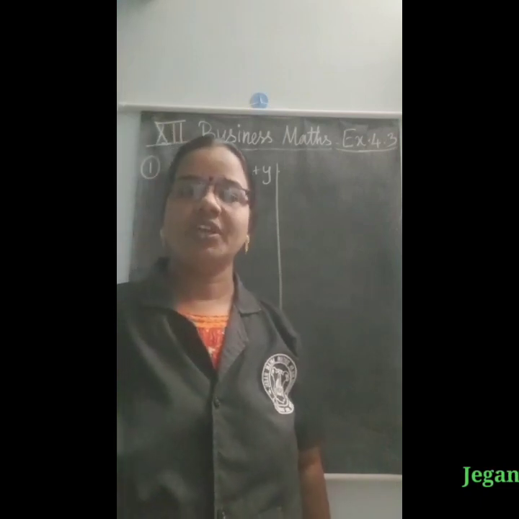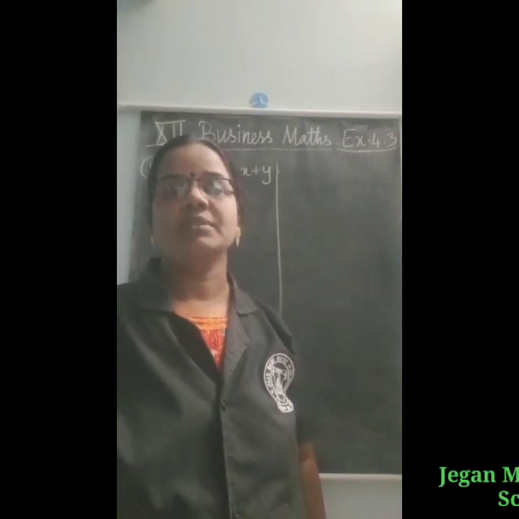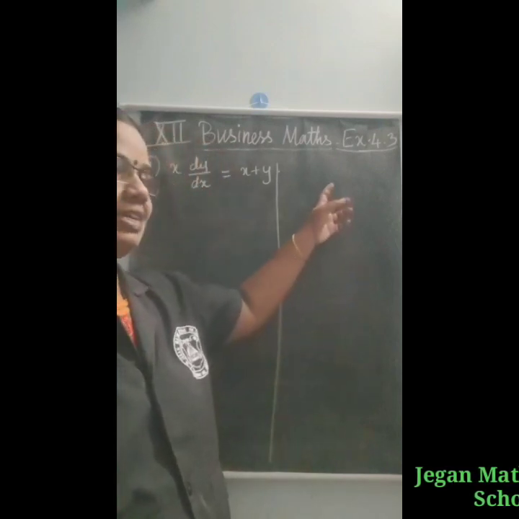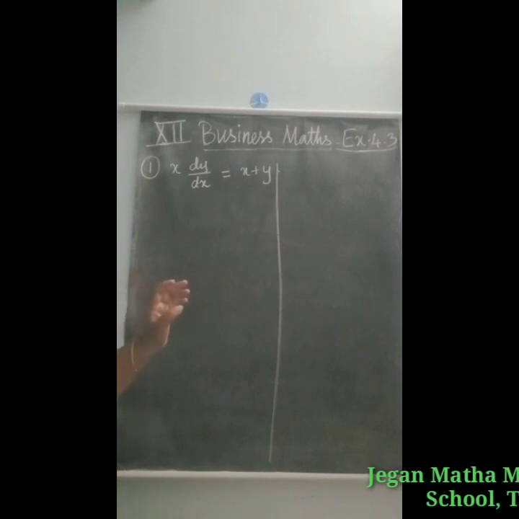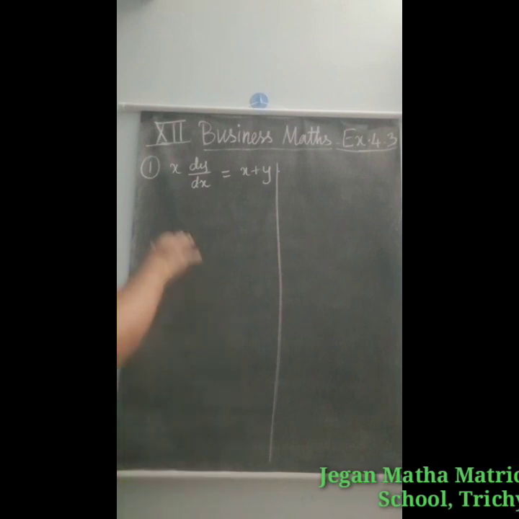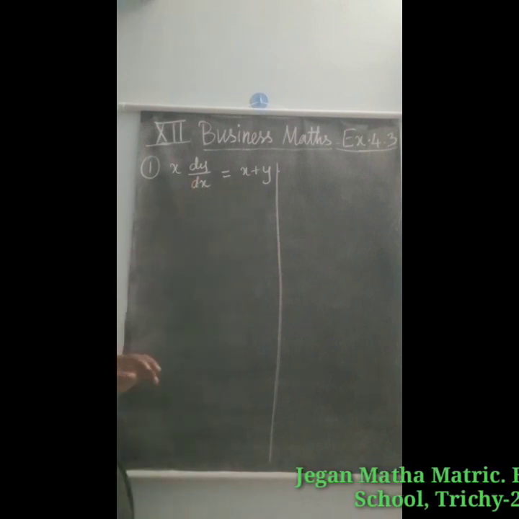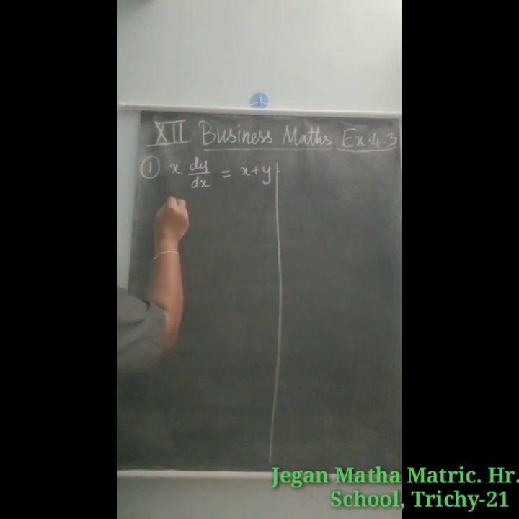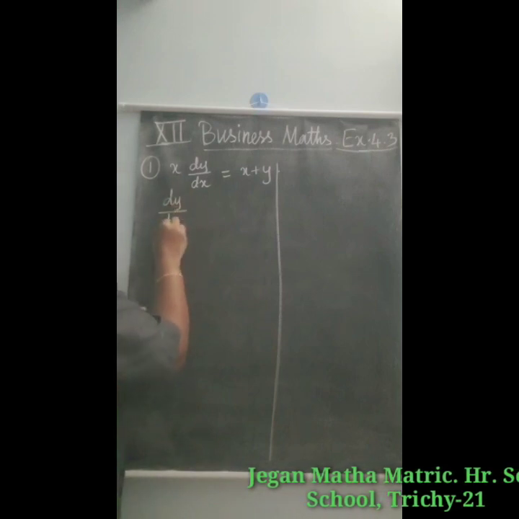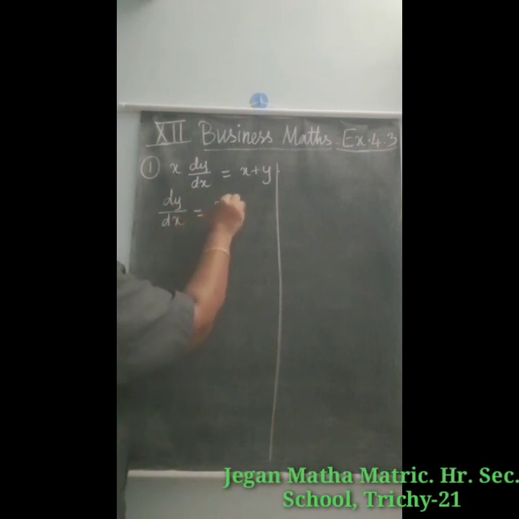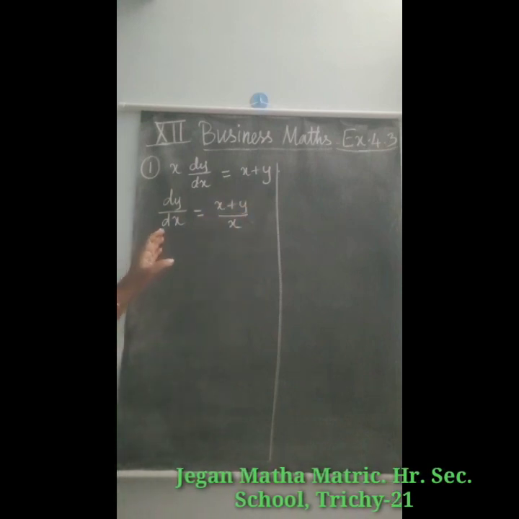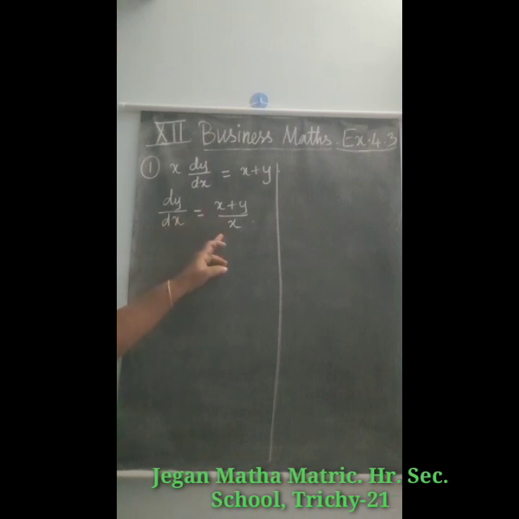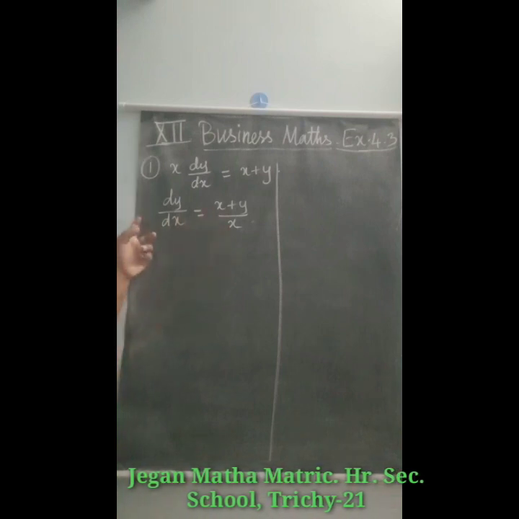Hello students, today we are going to see 12th standard business maths chapter 4 exercise 4.3. First one, solve the following homogeneous differential equation. x into dy by dx is equal to x plus y. Now we have to change it into dy by dx is equal to (x plus y) divided by x. Since the numerator and denominator are homogeneous functions of degree 1.